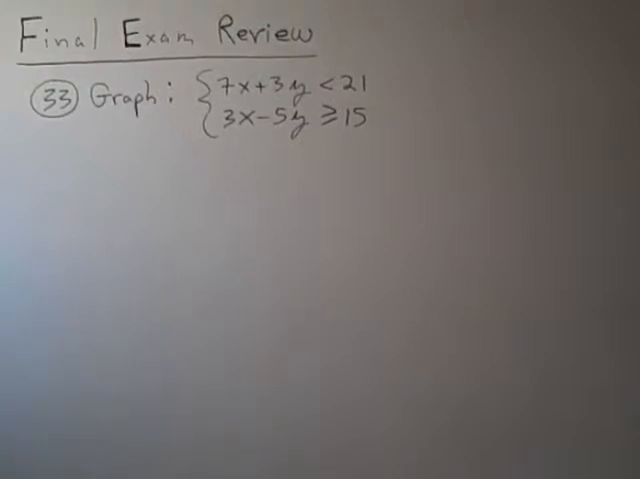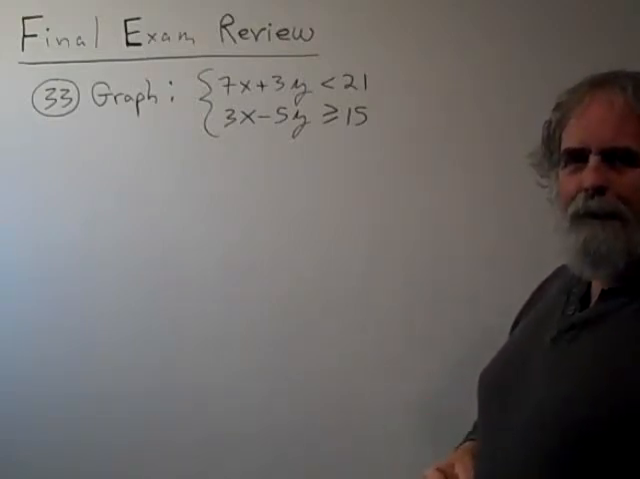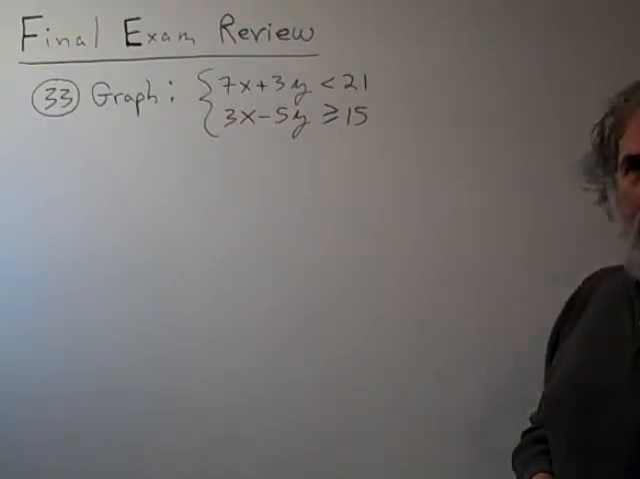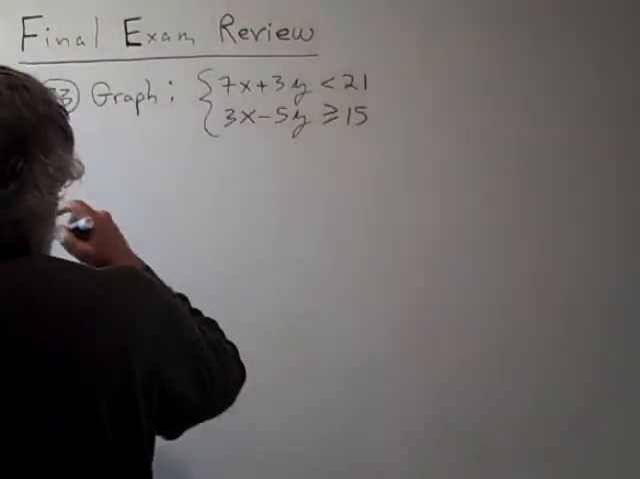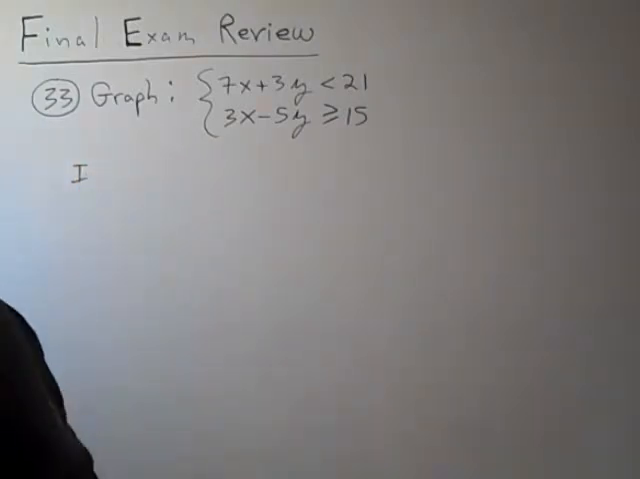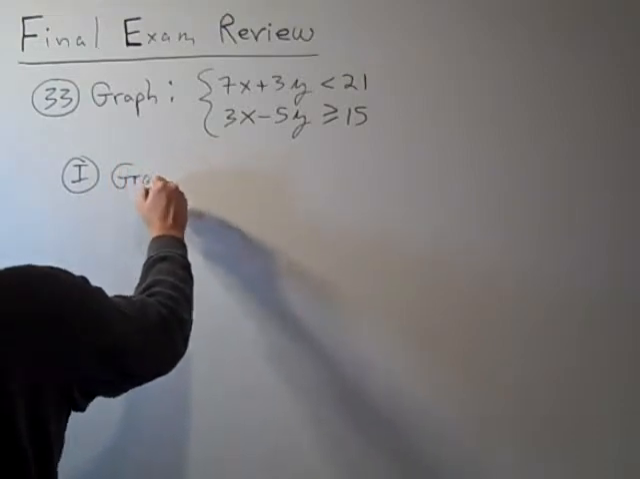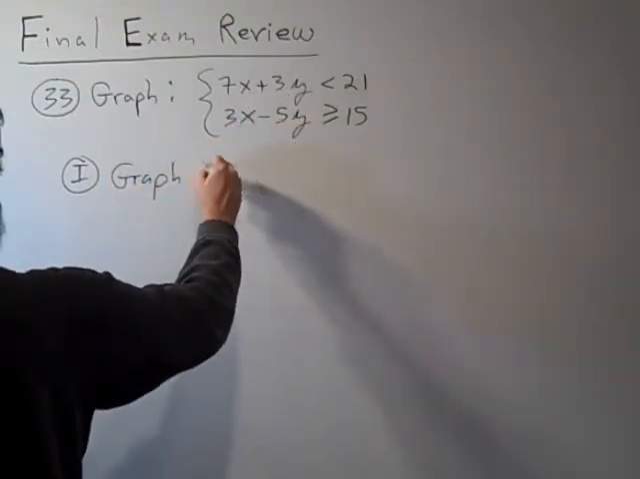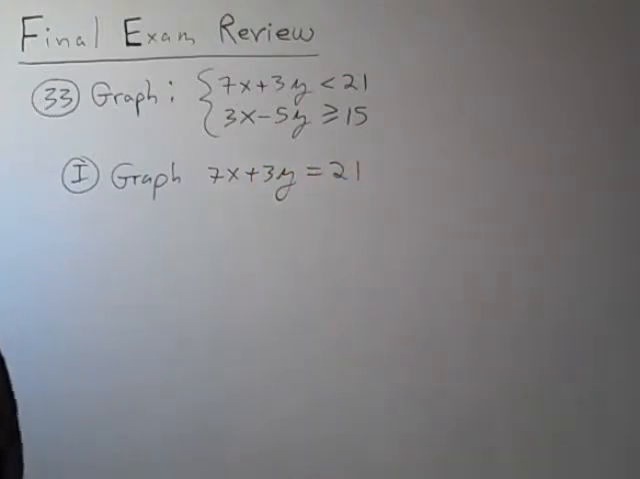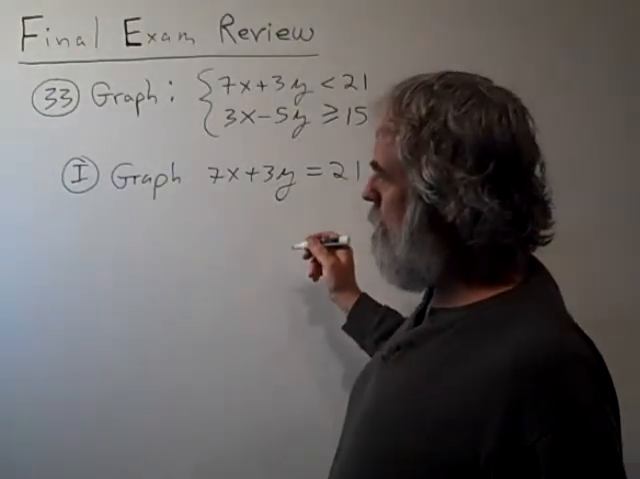Okay, we need to graph each of these linear inequalities on the same graph and then look where the solution sets intersect, where the overlap is. So graphing one of these is a two-step process. The first step is to graph, doing the first one here, 7x plus 3y equals 21. Graph that line. That's the boundary line of the region, solution set region.